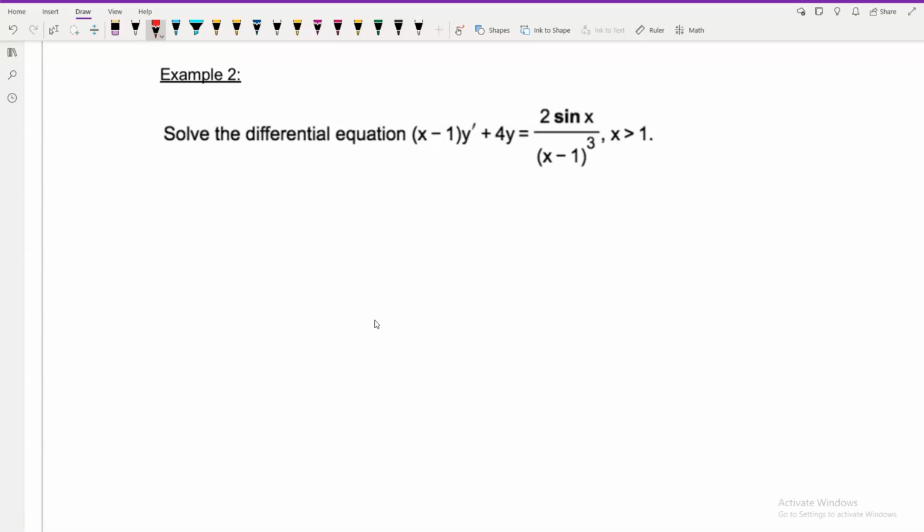Solve the differential equation x minus 1 times y prime plus 4y equal to 2 sine x divided by x minus 1 cubed, x is greater than 1.